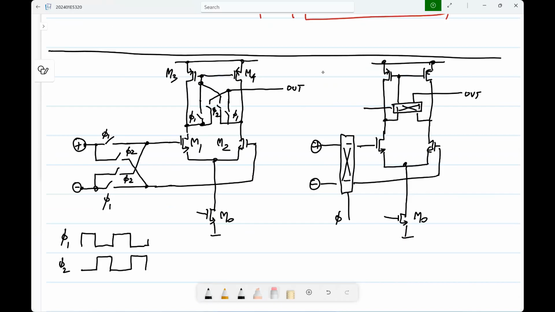Those are all details we won't get into now, but this chopping is widely used to reduce the offset and 1 over f noise. Now, because this is a dynamic technique, typically dynamic techniques are confined to low frequency signals. So, you use them for low frequency circuits. But of course, as you go to finer and finer technology nodes, what is low frequency can be many megahertz or even higher. Okay. Any questions?